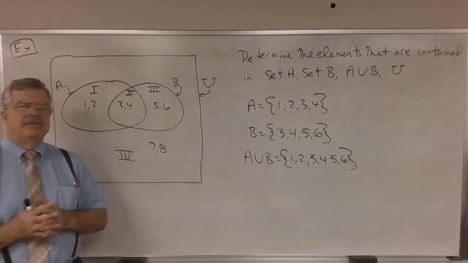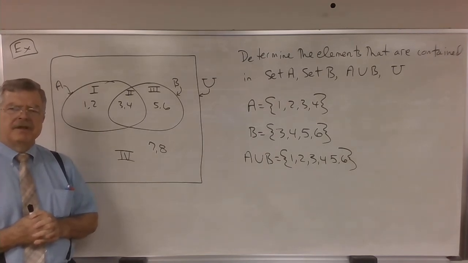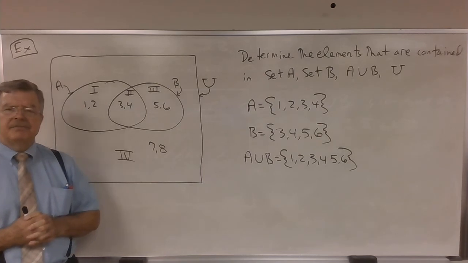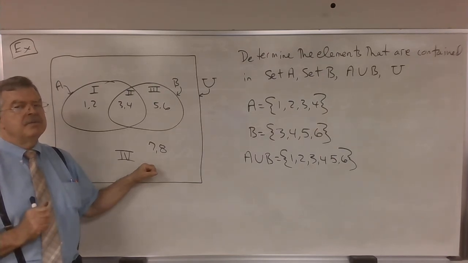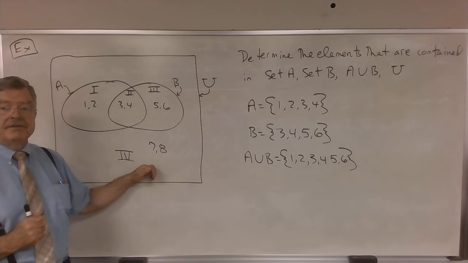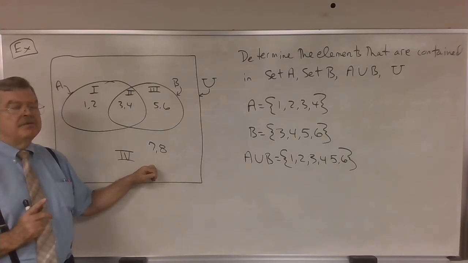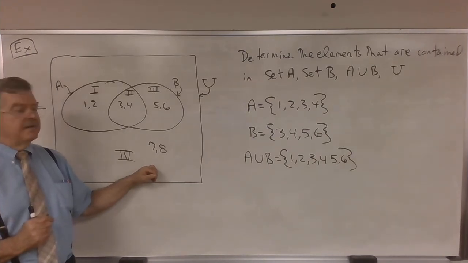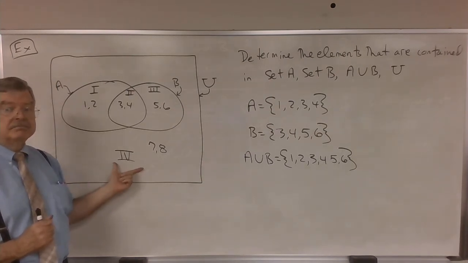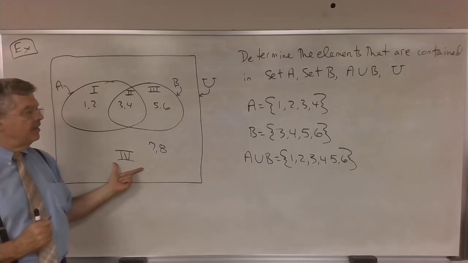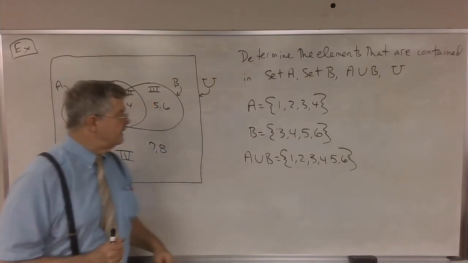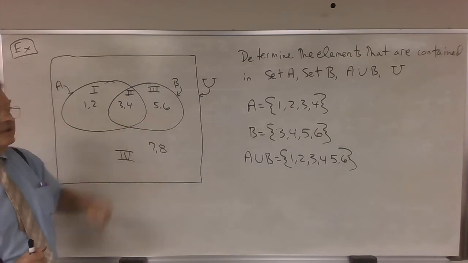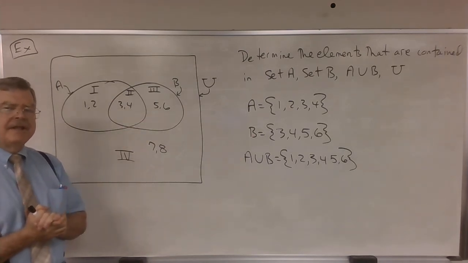Now there are a couple of ways that we could have done this. Maybe two other ways. What's another way that we could have done A union B just looking at the picture? We know that the only elements that are not in A union B are where? Region 4 here? Okay. So all of the elements that are not in region 4 are in A union B. 1, 2, 3, 4, 5, 6. So that was another way that we could have done A union B.